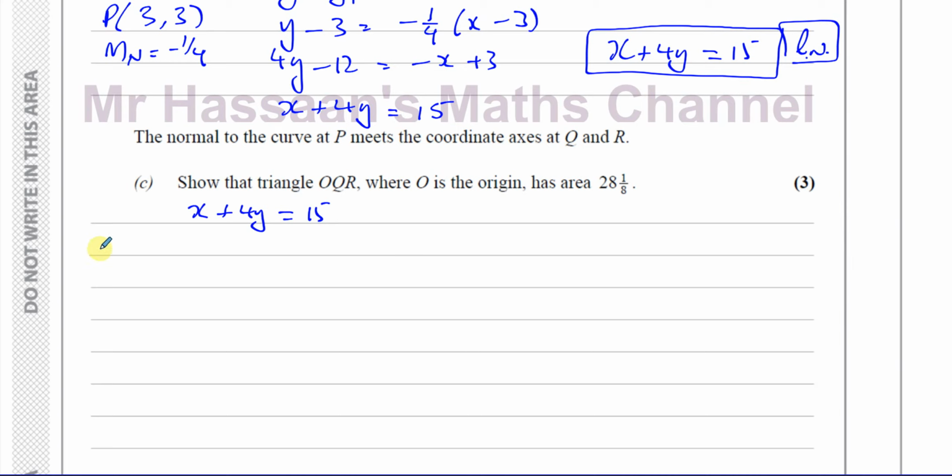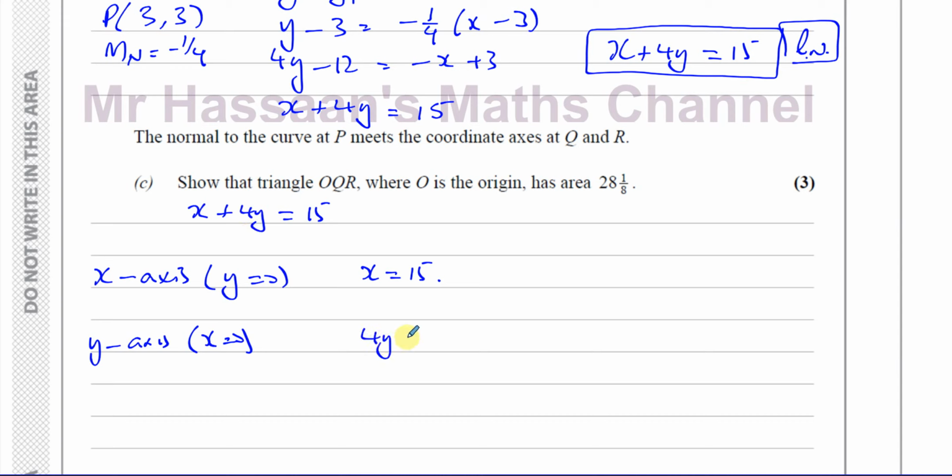It meets the coordinate axes at Q and R, and they didn't tell us which is which, so let's see where it meets the x-axis. As we mentioned earlier, something hits the x-axis when y equals 0, and something hits the y-axis when x equals 0. So when I find where it hits the x-axis, I put y equals 0, so I have x equals 15. When I find where it hits the y-axis, I put x equals 0, so I have 4y equals 15.